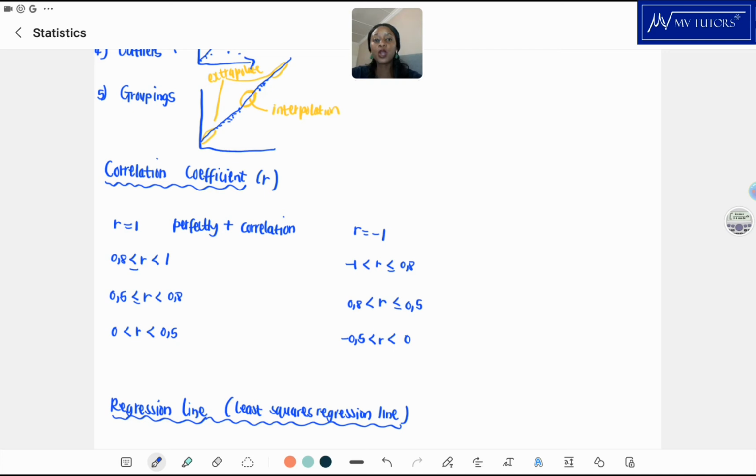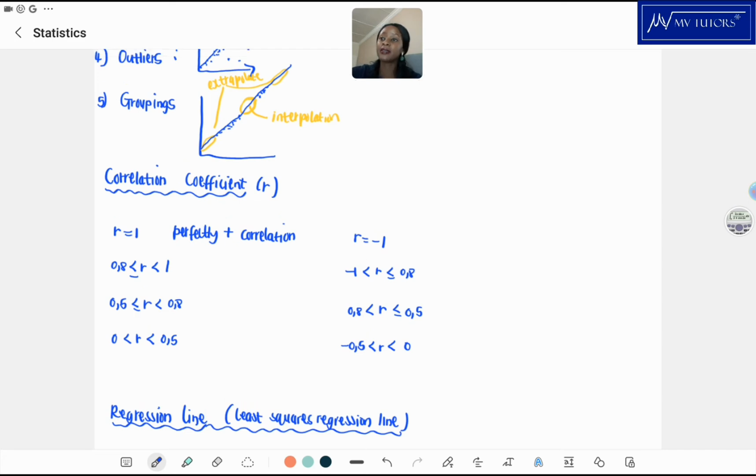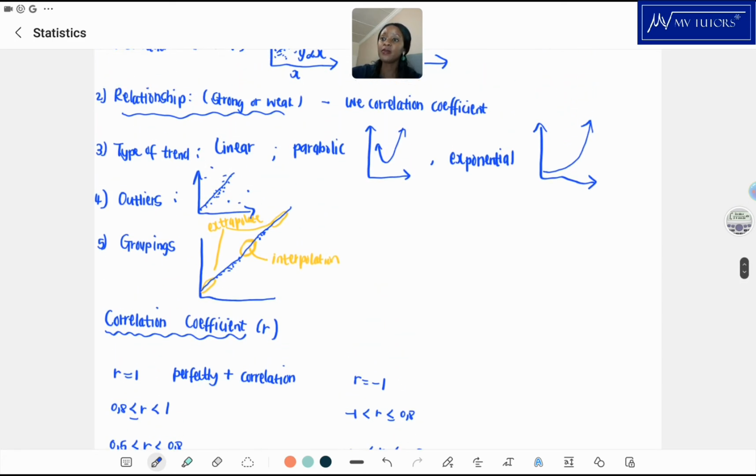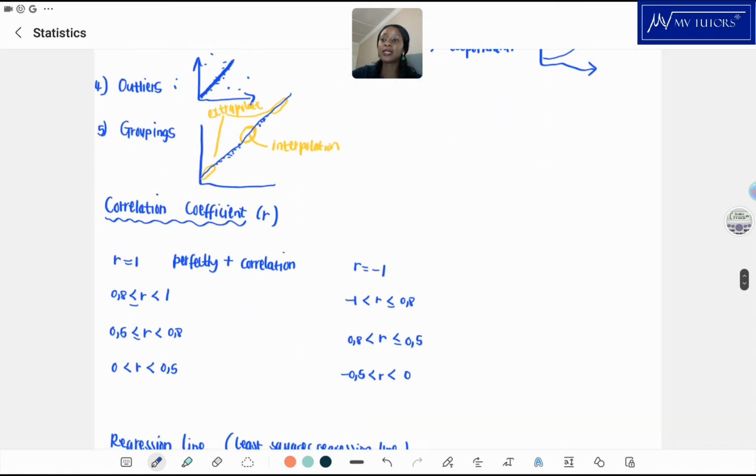It means that when you plot your data set, the data that you have and the trend line that you drew, or the correlation line, is quite accurate. You can trust the data set. So if you were to extrapolate it or interpolate it, you would trust the results. So that is perfectly positive correlation.